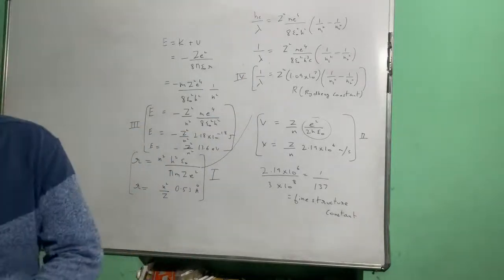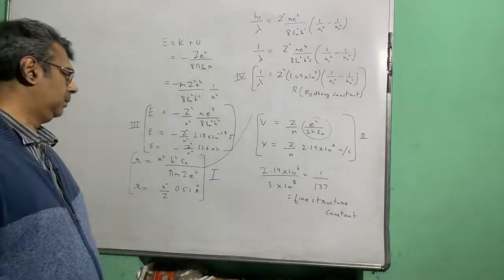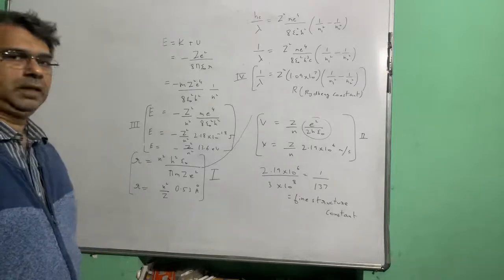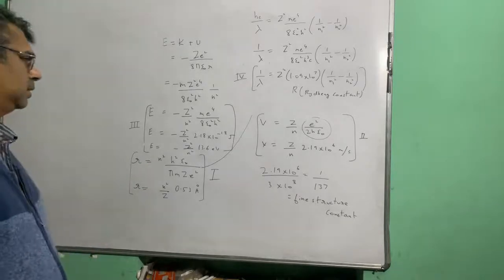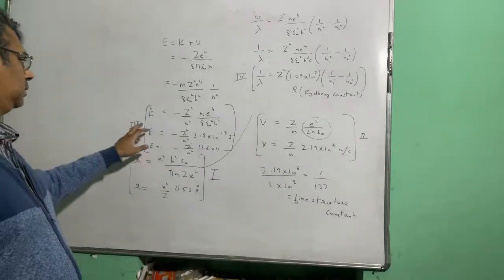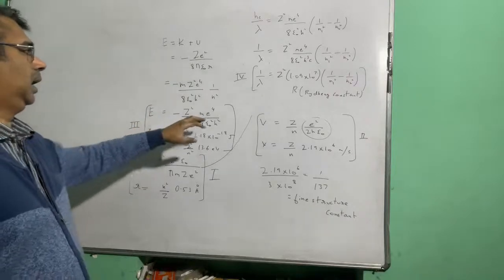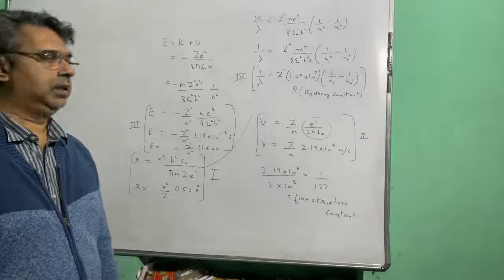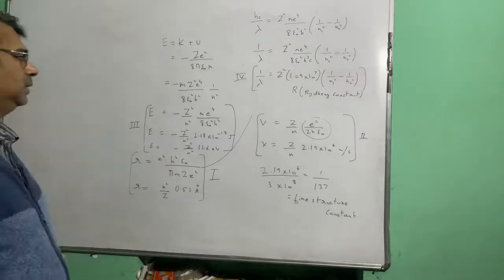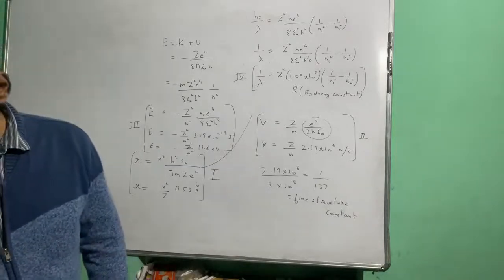So broadly speaking, in Bohr's atomic model, we have the first pair of formulas related to radius, then the second pair of formulas related to velocity, the third set of formulas related to energy, and this is related to wavelength, like 1 by wavelength. So these are the formulas of Bohr's model, the basic formulas.